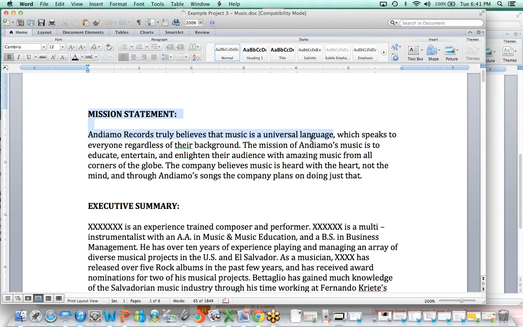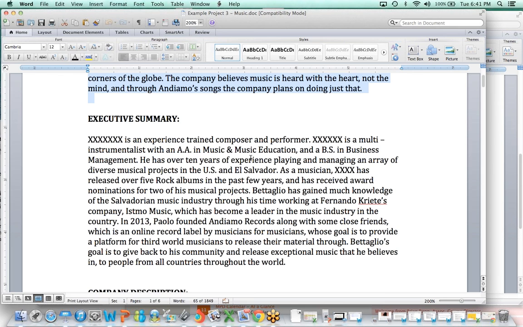So the mission statement is the mission of the project. Okay, executive summary. Now, just to be anonymous, I took the student's name out. I just replaced it with XXXXX. But the executive summary, you would just talk a little bit about yourself.